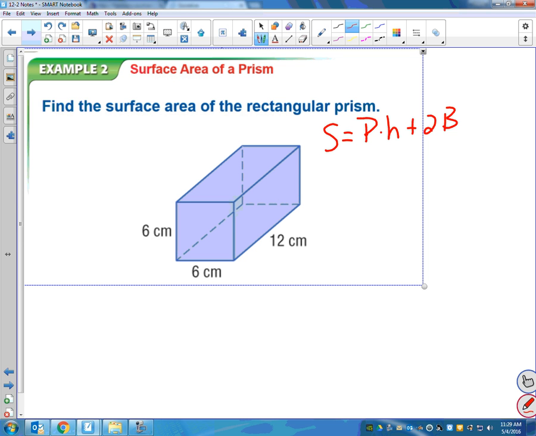So my perimeter is going to be 24. Do you agree with that? 6 times 4. And then my height that connects those two bases, that's what your height should be, is 12. And then 2 times the area of the base, area of the square, is just length times width, or side times side, which would be 36. So, the answer is the same.